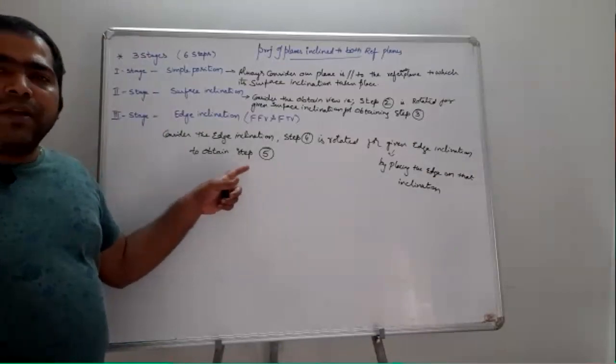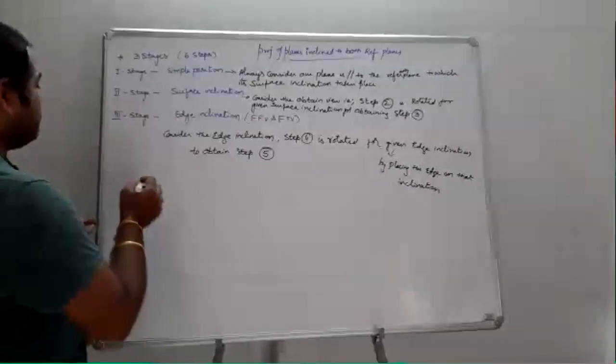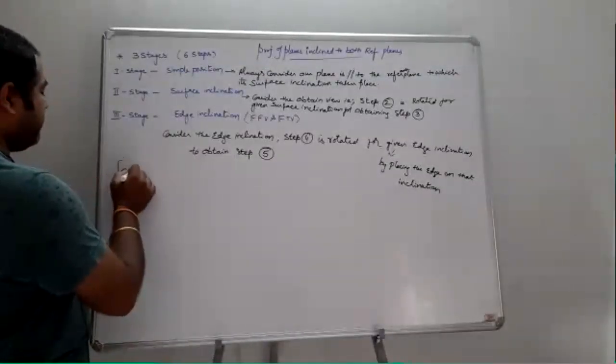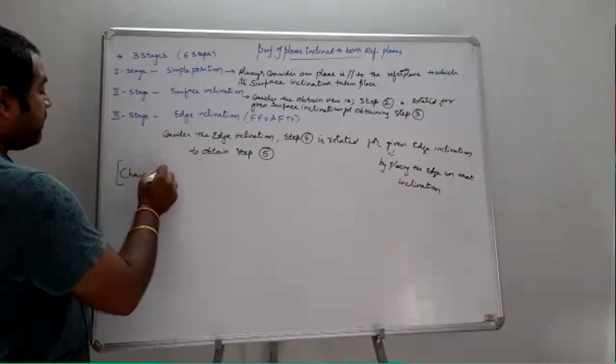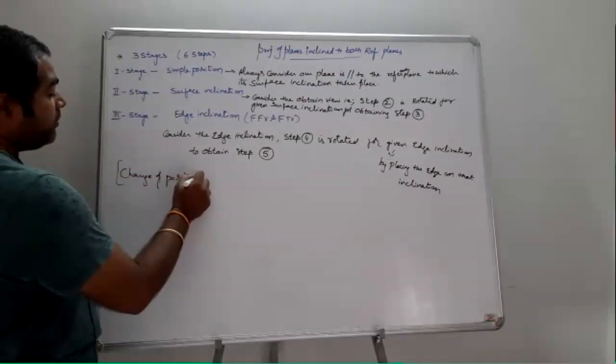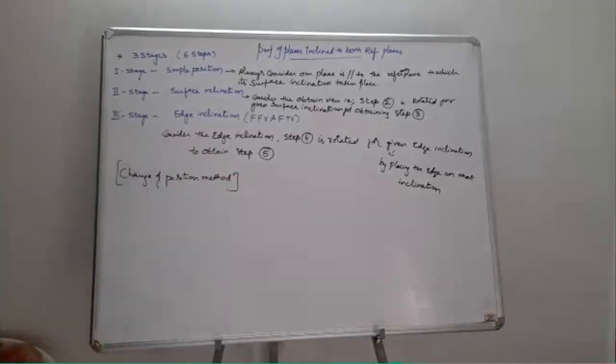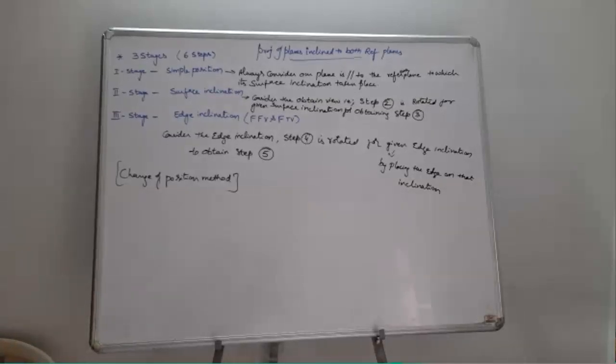That is, draw the vertical projectors from the obtained front view or top view, and draw the horizontal projectors from the previous view. Okay, so which method are we following? Change of position method. Okay, all of you just note these points, then we go for the problem, and we go for the simple problem.